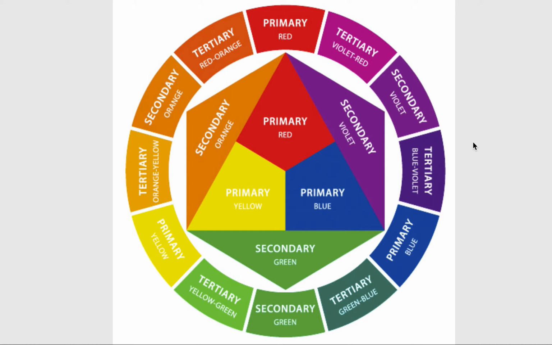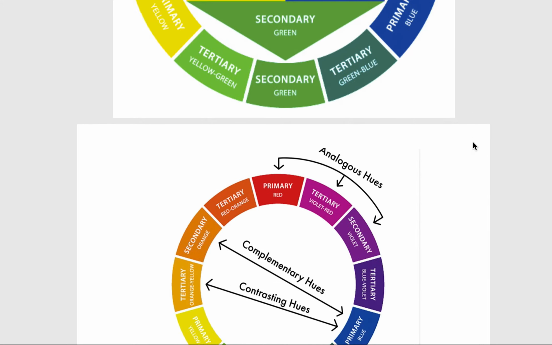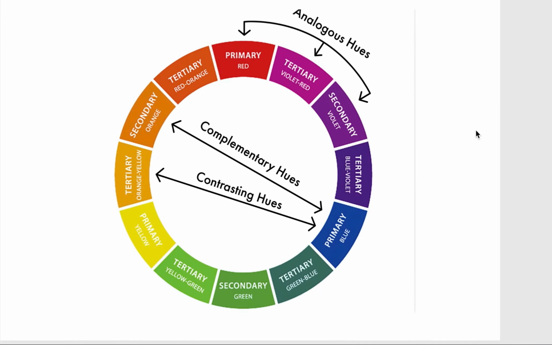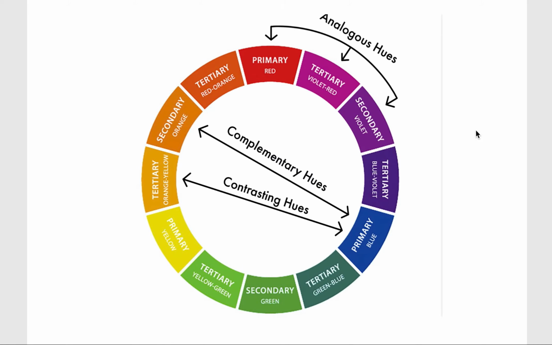Okay. Next up, we have our three major categories of relationships amongst colors in the hue wheel, amongst the hues. We have the idea of complementary hues, which are directly across the hue wheel, right? Like orange and blue, direct complements, or red and green, or yellow and violet.